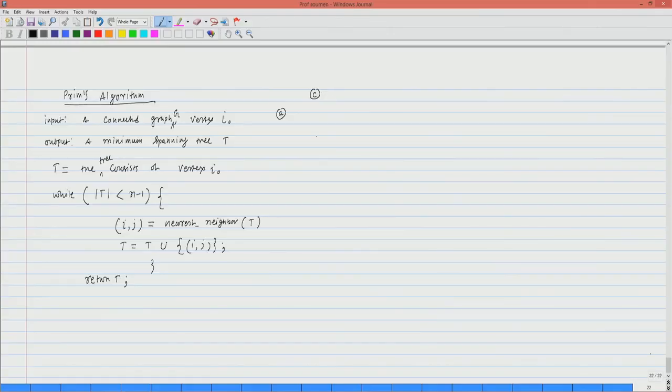A, C, B, D, E and F. So, these are the vertices. Again A and C are adjacent, A and B are adjacent, C and B are adjacent, C and D are adjacent, B and E are adjacent, D and E are adjacent, E and F and D and F are adjacent, and also C and E are adjacent.